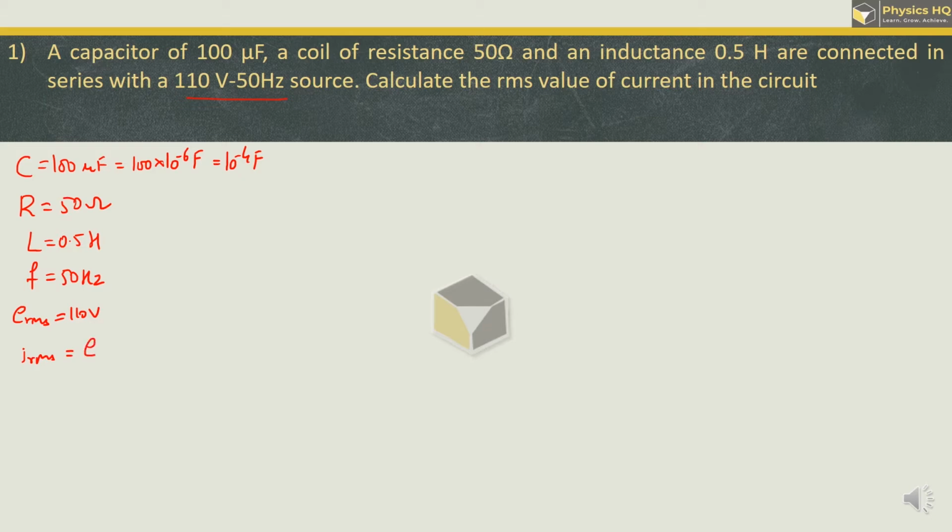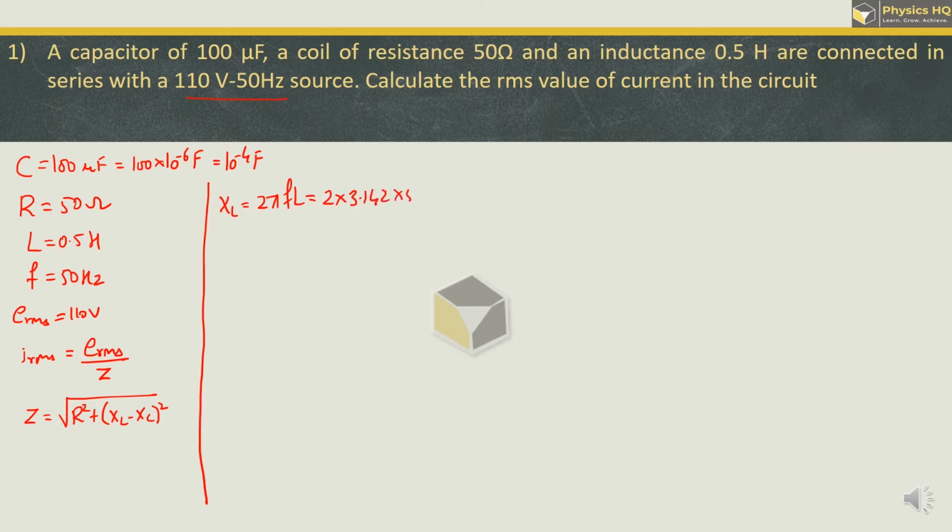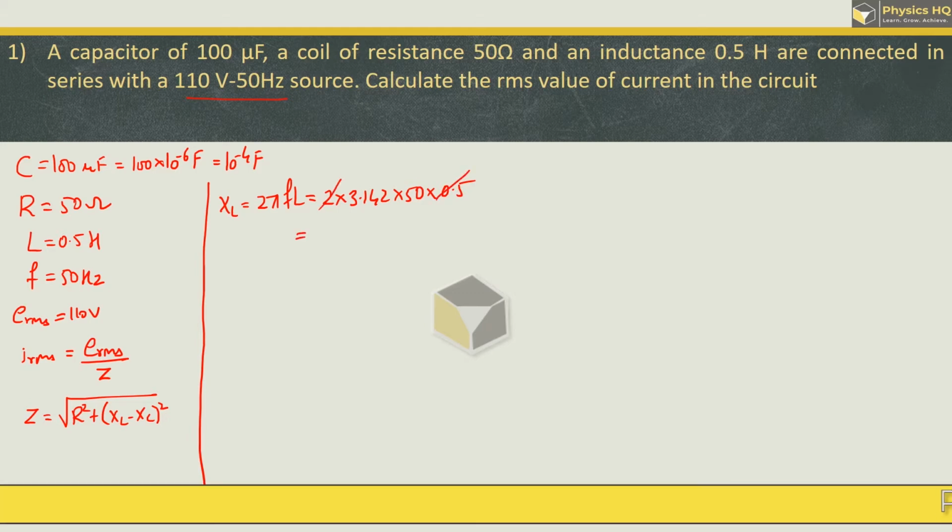This will be given by the formula ERMS by Z, and Z is given by the formula root of R square plus (XL minus XC) square. Let us find out the values of XL and XC first. XL is given by the formula 2 pi FL. This is equal to 2 into 3.142 into 50 into inductance is 0.5. So this 2 and 0.5 will become 1. 50 into 3.142 will give us 157.1 ohm.